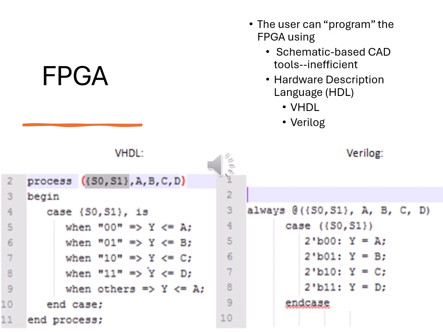Now, how do we paint on that canvas? Well, there are two main ways. One is using schematic-based tools. Think drag and drop wiring, but that's not very efficient. The real power comes from writing code using something called a hardware description language, or HDL. The two big ones are VHDL and Verilog.